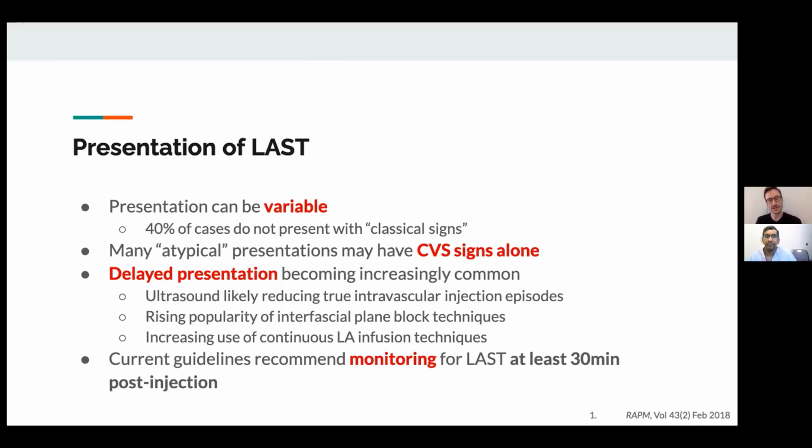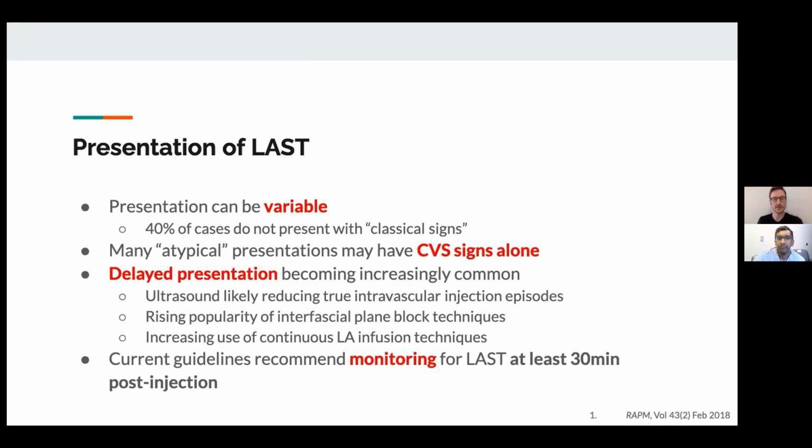Delayed presentations are becoming increasingly common, and authors hypothesize this is maybe related to the increasing use of ultrasound diminishing those initial intravascular injections, which would be that immediate presentation of LAST. And so now those are less common and happening less because of ultrasound. And now we may be seeing more delayed presentations, where the medication may have been given in the right spot, but maybe just an overdose has been given and it's absorbed and they develop LAST in a delayed fashion.